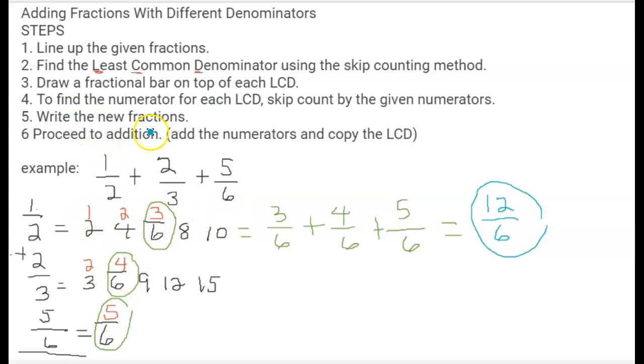And then write the new fractions. My new fractions now, instead of 1/2, I had 3/6. Instead of 2/3, I have 4/6. And 5/6 remains to be 5/6. And then I proceed to the addition and add the numerators. 3 plus 4 is 7, plus 5 is 12, and just copy the least common denominator. I hope this would help you learn how to add fractions with different denominators. Thank you so much for listening and watching my video.